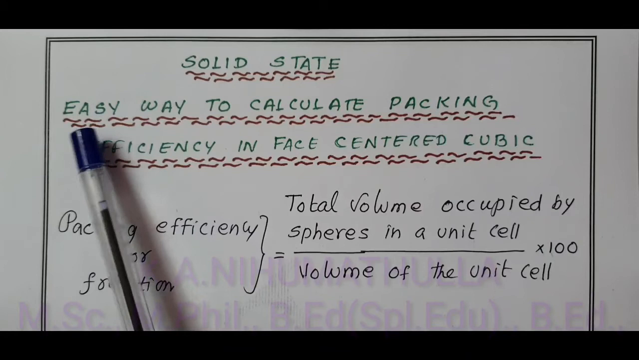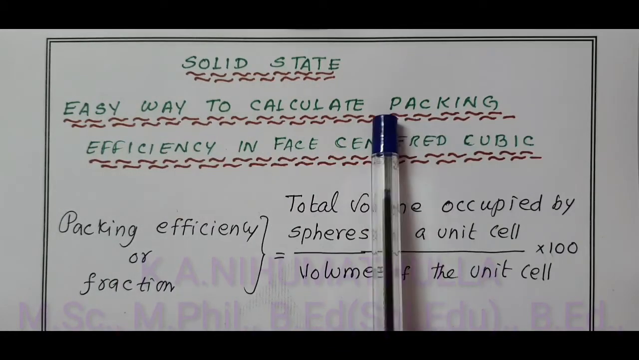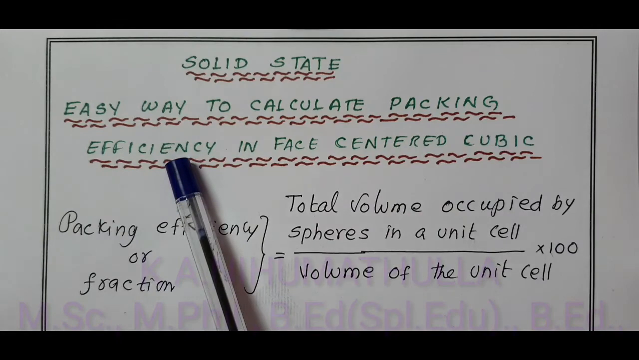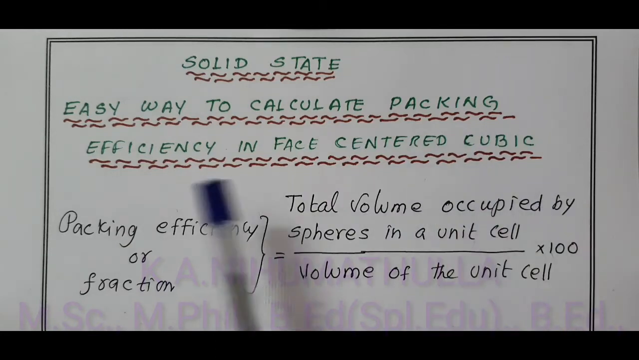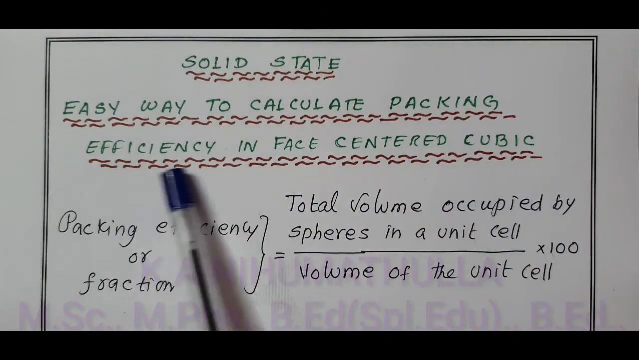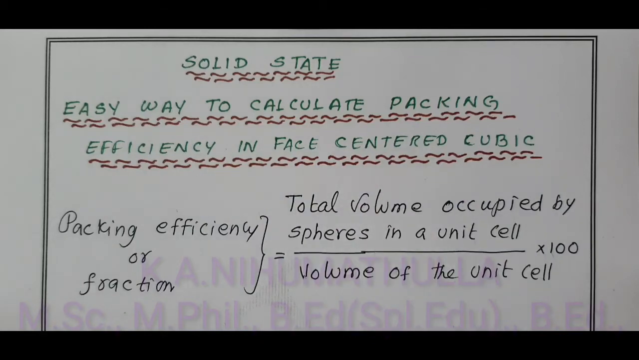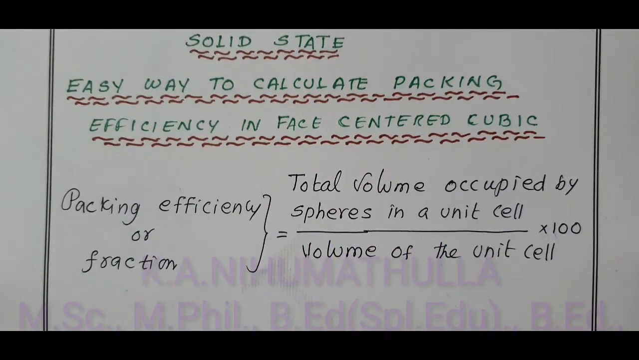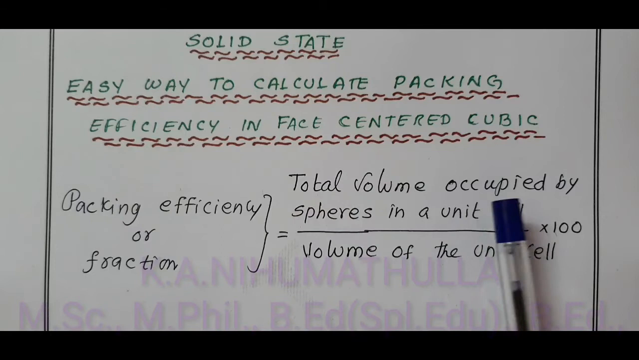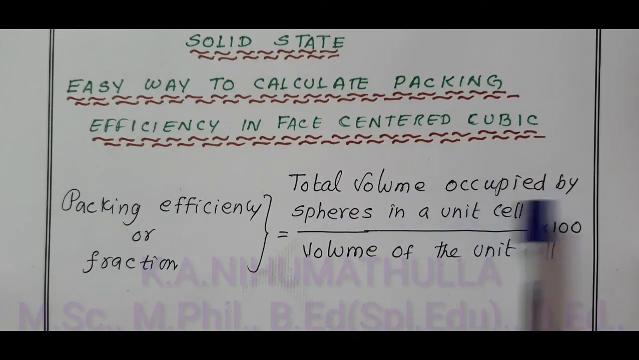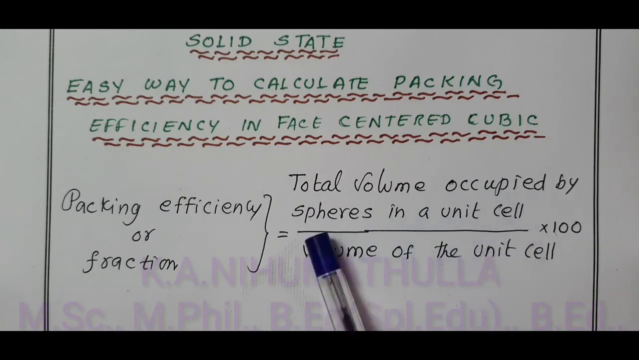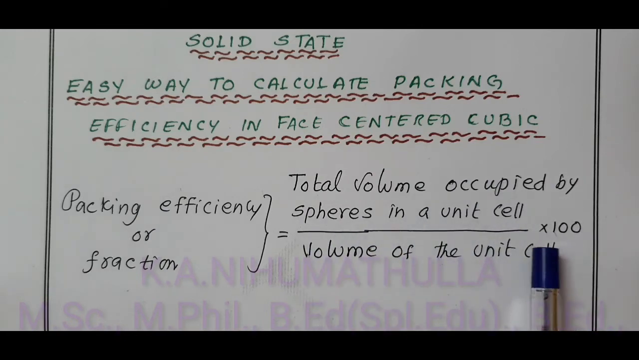In this video we are going to discuss an easy way to calculate packing efficiency or packing fraction in FCC, face centered cubic unit cell. We know the formula used to calculate packing efficiency or packing fraction: total volume occupied by spheres in a unit cell divided by volume of the unit cell, into 100.